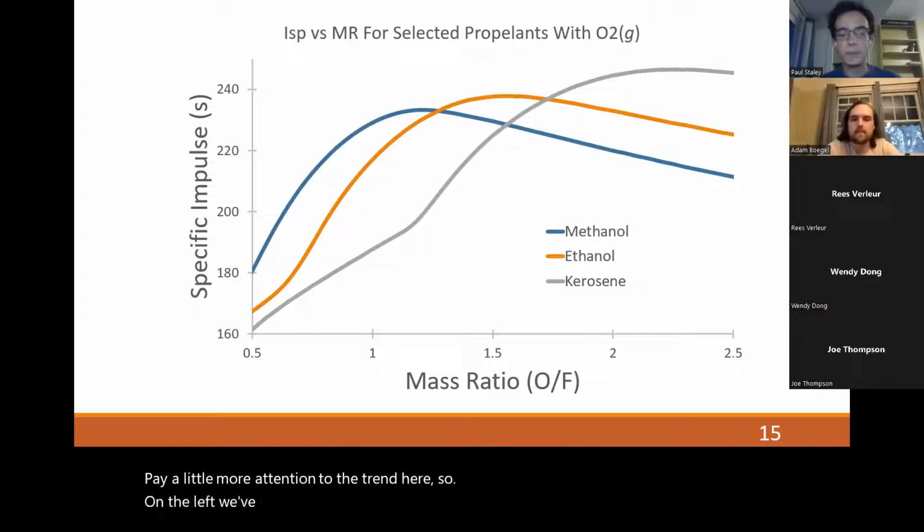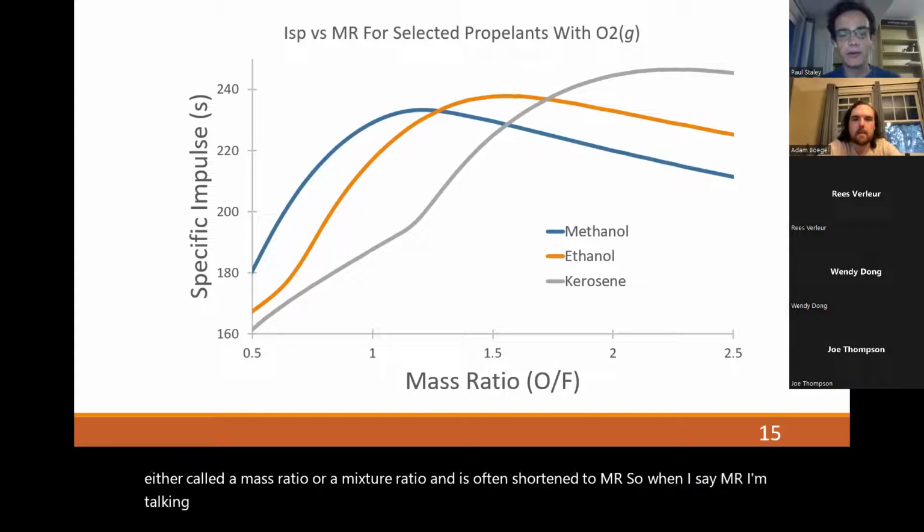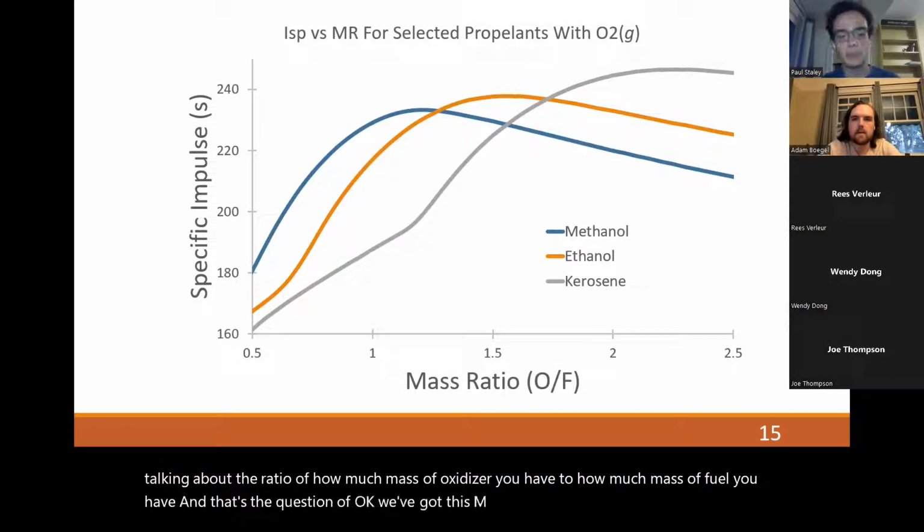We talked about that. But on the bottom, we have something that's either called a mass ratio or a mixture ratio and is often shortened to MR. So when I say MR, I'm talking about the ratio of how much massive oxidizer you have to how much massive fuel you have. And that's the question of, okay, we've got this m dot, how are we going to split it up? That's the answer to how you're going to split it up.